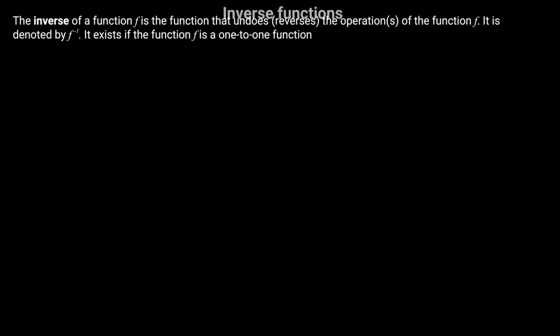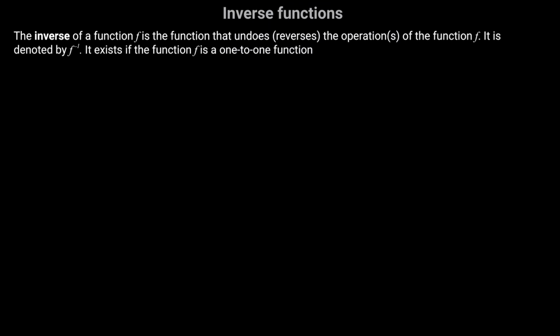Hey guys, so in this video we're going to look at inverse functions. Now what exactly is an inverse function? We can define it as the following. The inverse of a function f is the function that undoes or reverses the operation of the function f. It is denoted by f to the power of minus 1. This is f inverse. It exists if the function f is a one-to-one function.